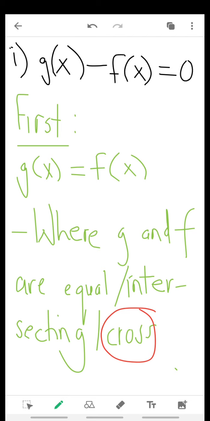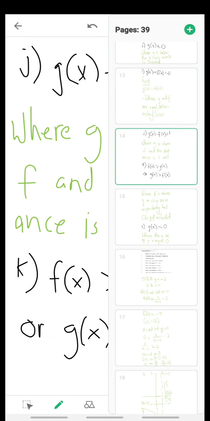You wouldn't have understood this question if you didn't start by transposing. But after transposing, you are able to see that you are looking for where g and f are equal. So where will they be equal? They will be equal where they are intersecting. Okay, very important.